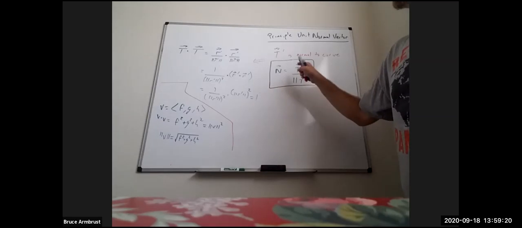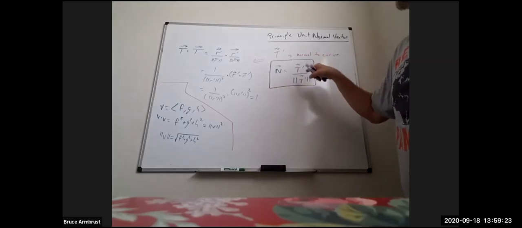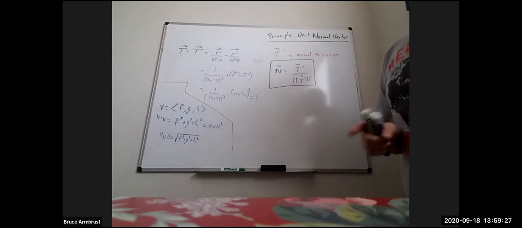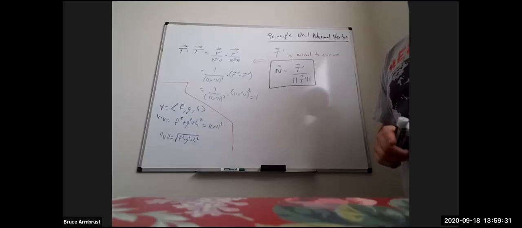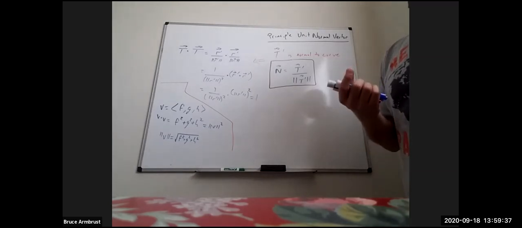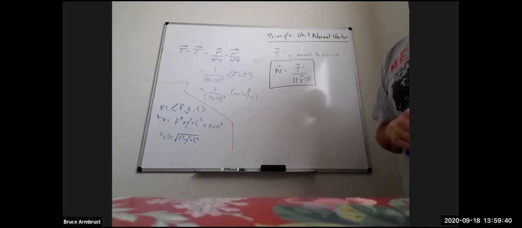N refers to the derivative of T. So big N is not just the derivative of T, but it's the derivative of T divided by its magnitude. So the norm points in the same direction as the derivative of T, but we make it length 1 by dividing by its magnitude.